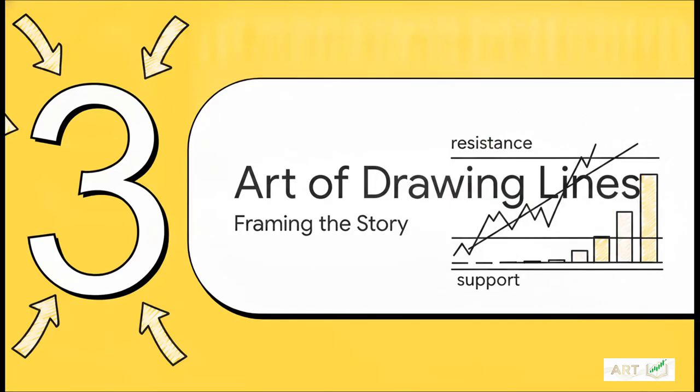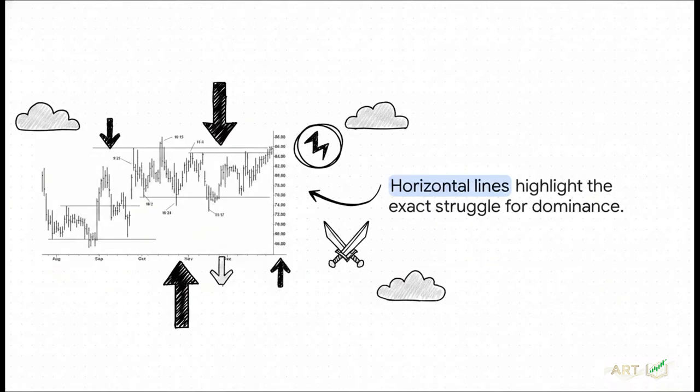Moving on to Section 3, the art of drawing lines. What's really fascinating is how drawing these lines brings the market's struggle into crystal clear focus. Take a historical struggle where you can trace bold horizontal lines right across a September high and an October low. These horizontal lines, they aren't just arbitrary markers drawn for fun. They dramatically highlight the exact moments where buyers and sellers are going head-to-head for dominance.